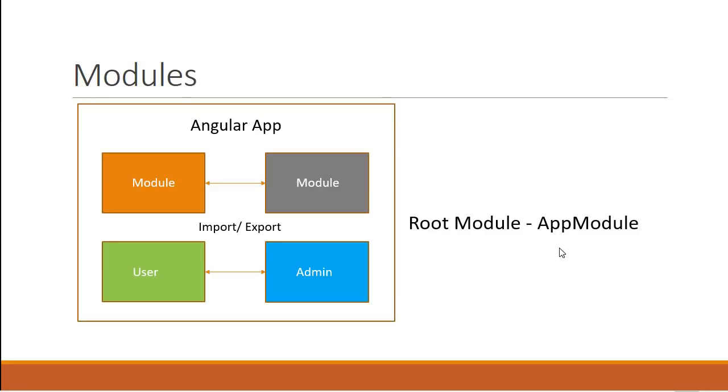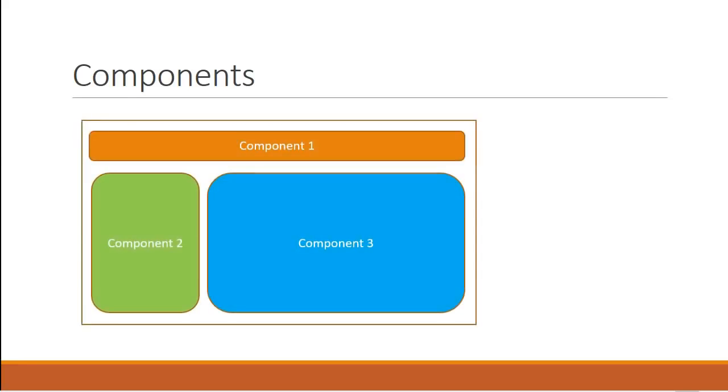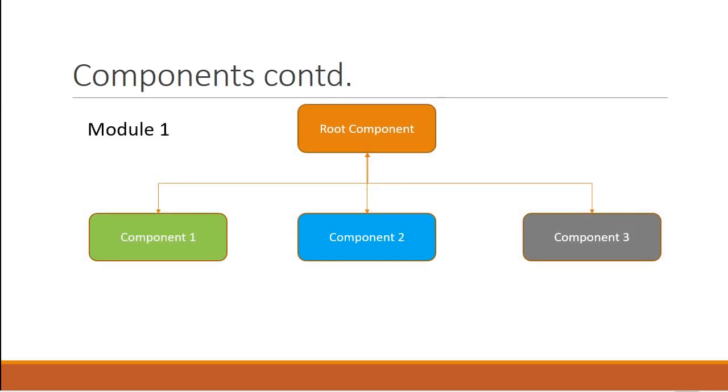Now each module is in turn made up of components and services. A component controls a portion of the view on the browser. For example, we can have a component for navigation, one for sidebar, and one for the main content. But again, your Angular application will have at least one component, which would be the root component of your application. And this is again called the app component by convention. All other components will be nested inside this root component. Each component will have an HTML template to represent the view in the browser and a class that controls the logic of that particular view.